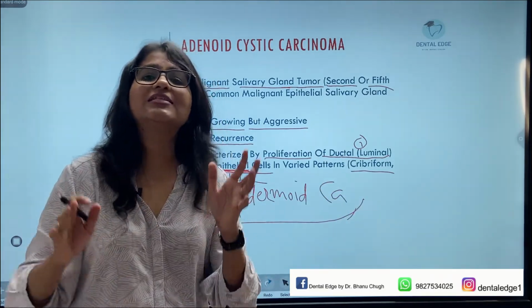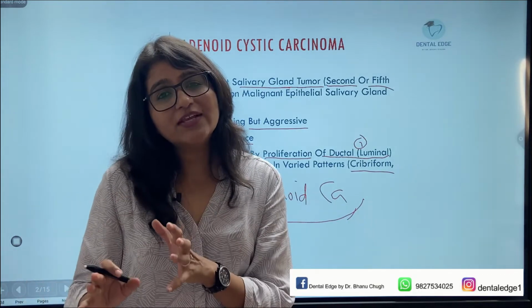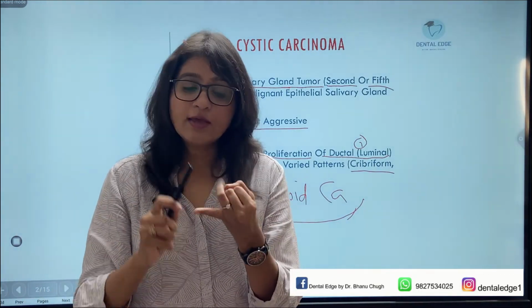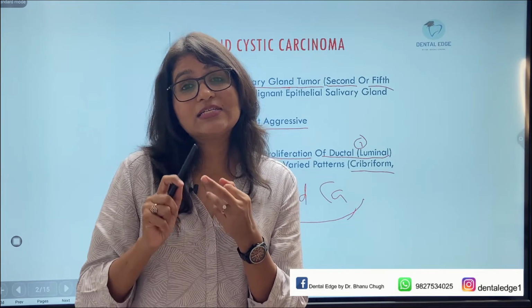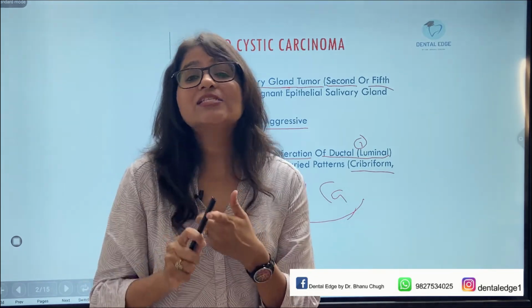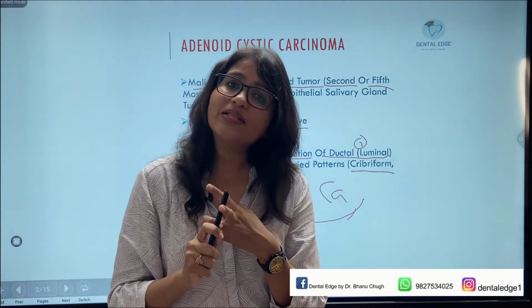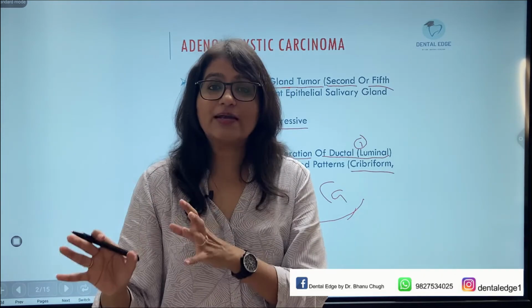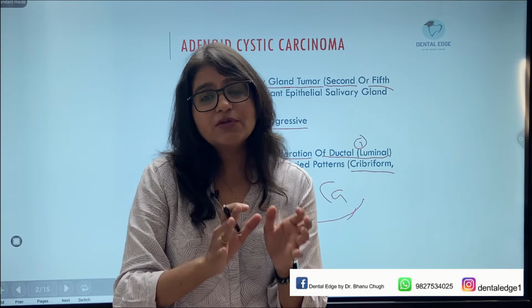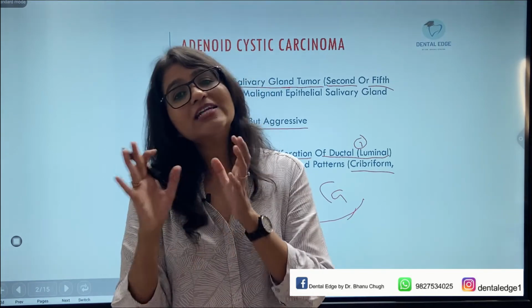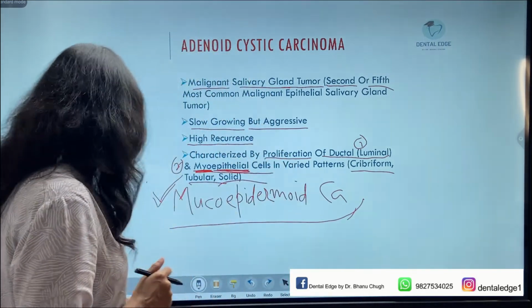So basically it's a malignant tumor of the salivary gland tissue. It is slow growing, it is aggressive, it has a high recurrence rate, and there is proliferation of luminal or ductal cells and myoepithelial cells in varied patterns. What are these patterns? Cribriform pattern, tubular pattern, and solid pattern.